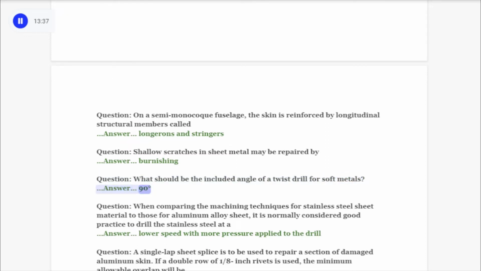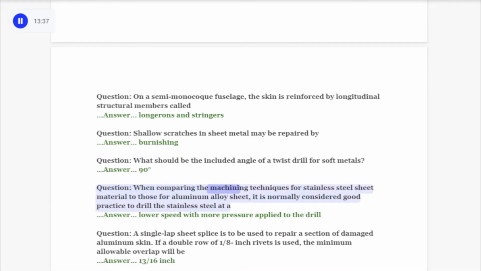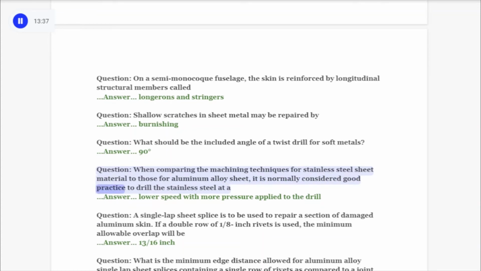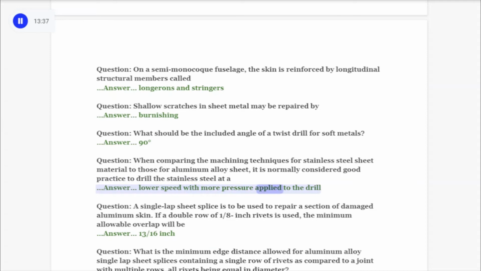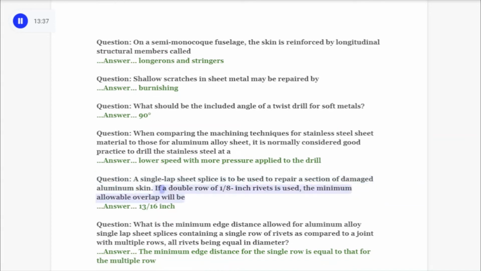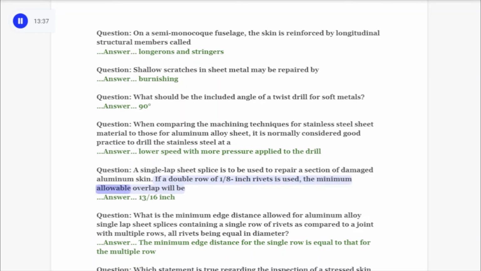Answer: 90 degrees. Question: when comparing the machining techniques for stainless steel sheet material to those for aluminum alloy sheet, it is normally considered good practice to drill the stainless steel at a. Answer: lower speed with more pressure applied to the drill. Question: a single lap sheet splice is to be used to repair a section of damaged aluminum skin. If a double row of 1/8-inch rivets is used, the minimum allowable overlap will be.